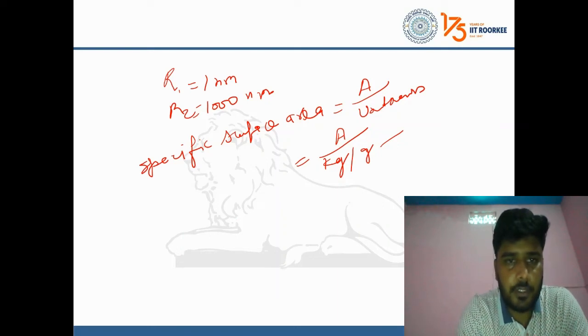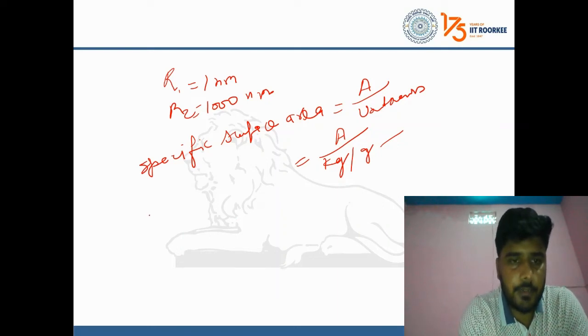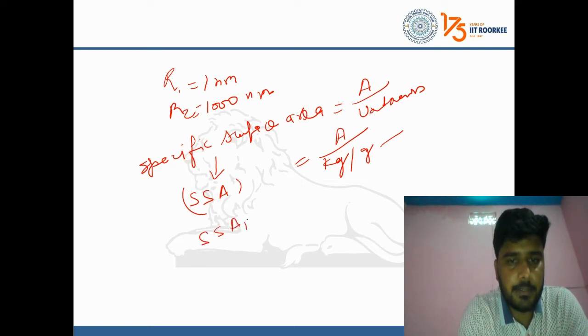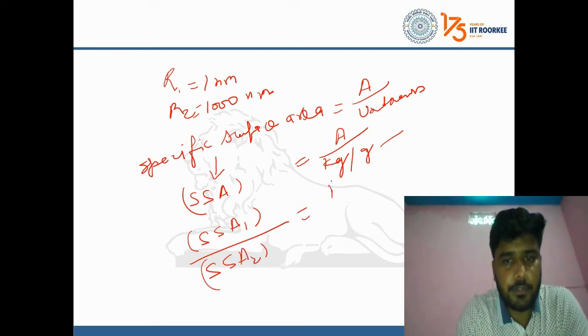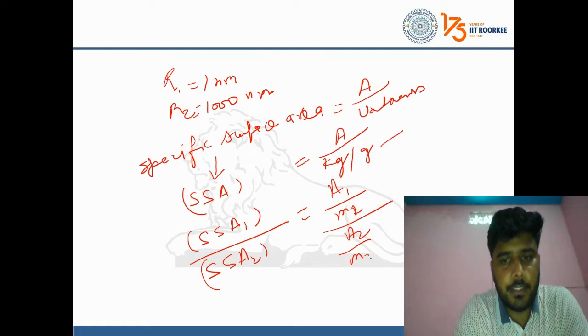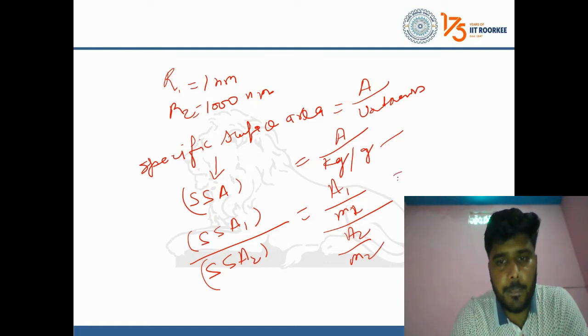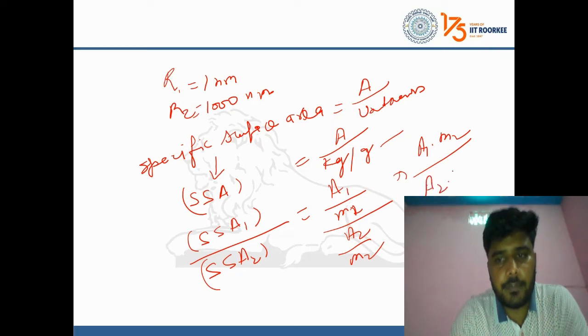So okay, so the specific surface area, if I denote it as SSA, for the smaller particle it will be SSA1, and for larger particle it will be SSA2. Okay, so A1 divided by M1, and A2 divided by M2. Okay, so that will be A1 into M2, and A2 into M1.